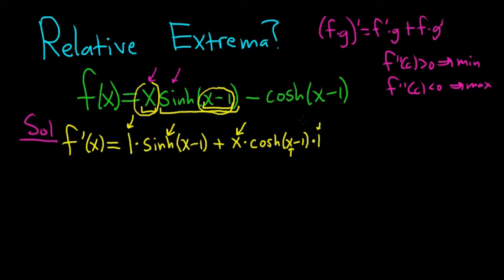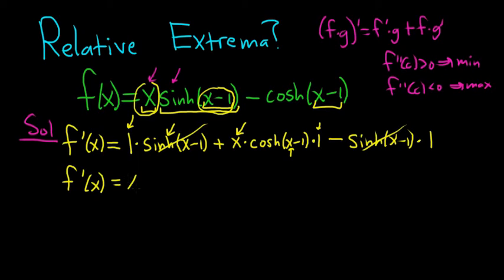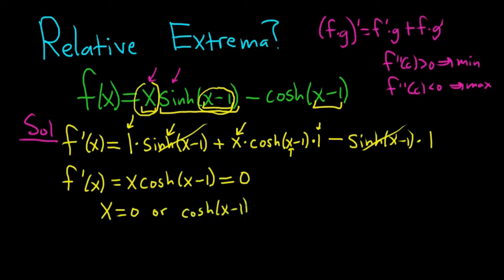Then minus, and again the derivative of cosh, well that's just sinh, so it'll be sinh of x minus 1 times, again chain rule, the derivative of the inside, which is 1. Oh, this is really cool. All right, they cancel. So you get f prime of x equals x cosh of x minus 1. That's the first derivative, and we want to set this equal to 0 in order to use our second derivative test. We have a product equal to 0, so we can set each factor equal to 0. So x is 0, or cosh of x minus 1 is equal to 0.